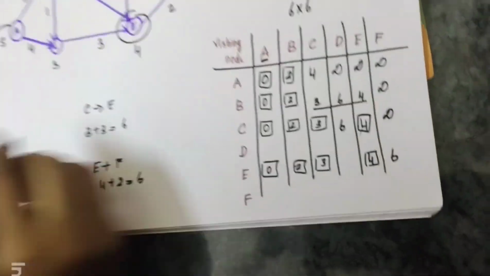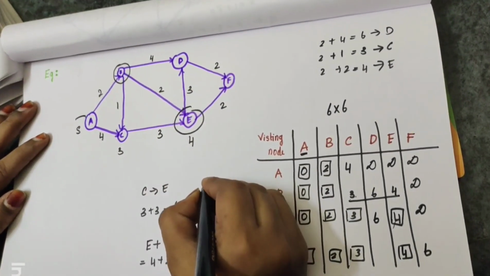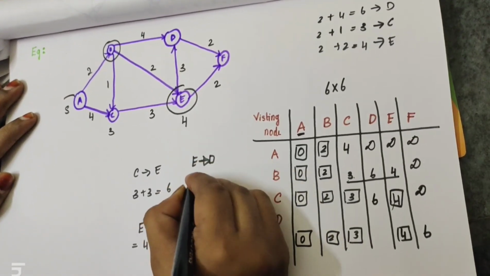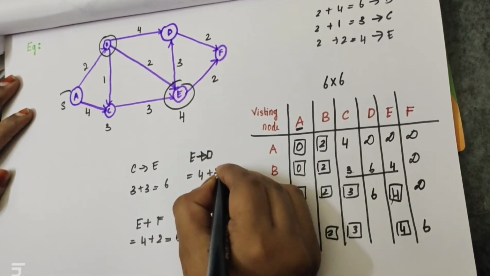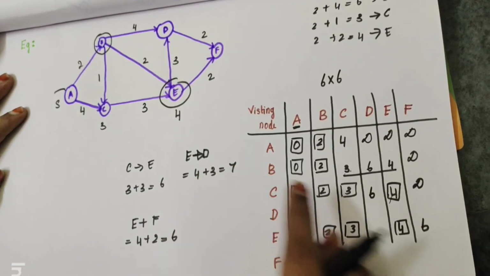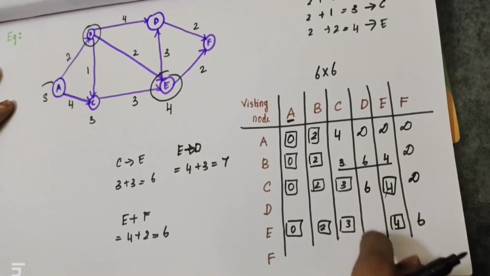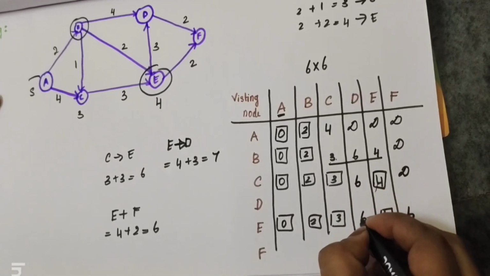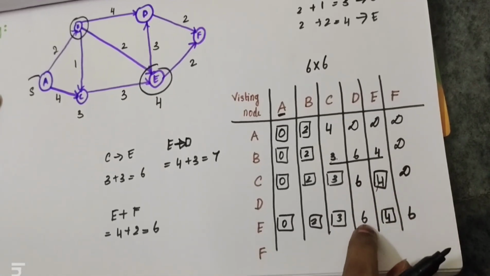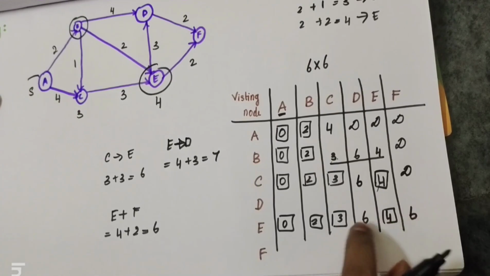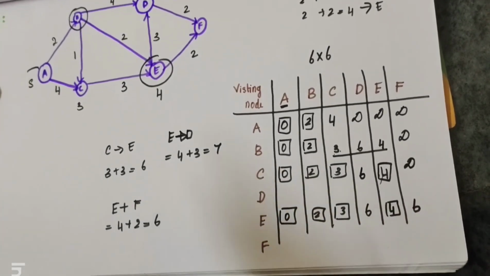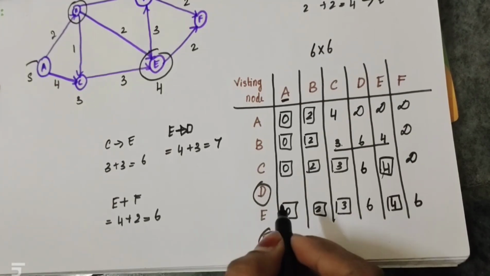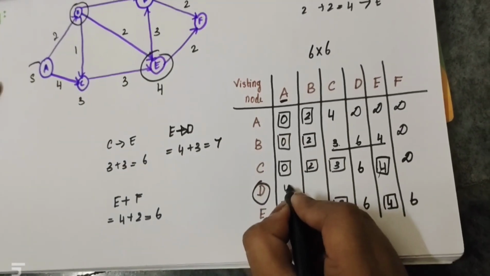And from E to D, 4 plus 3, which is equal to 7. But see, 6 is less than 7. So we'll write the same value as such. Now see, both have the same values. Now you can take any vertex, either D or F. That is up to your choice. I am taking D. So I'll write D.